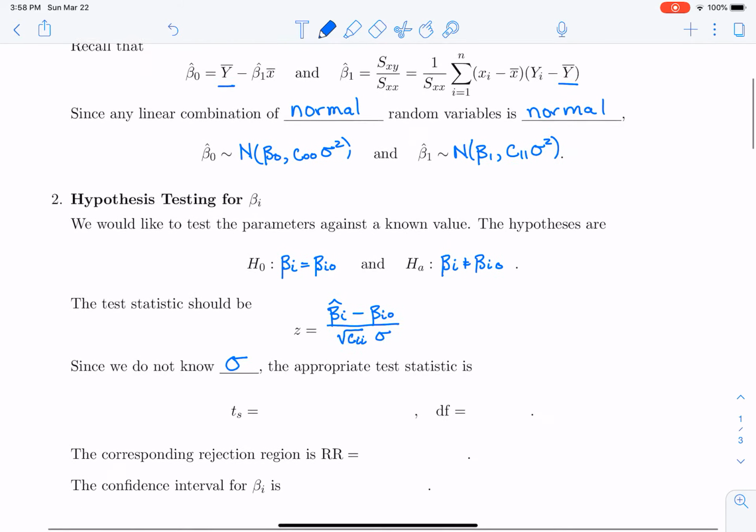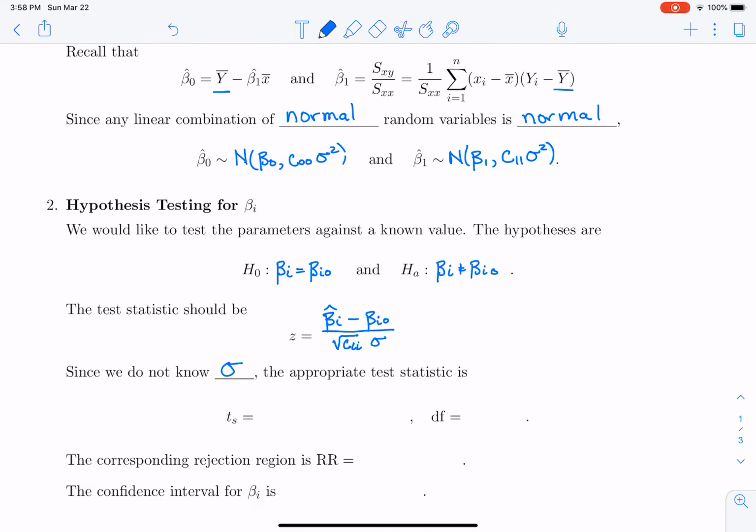So we're going to have to estimate sigma using a sample standard deviation. And so we should instead use the t-statistic, beta sub i hat minus beta sub i 0 divided by the square root of c sub i times s. And in this case, our degrees of freedom is actually going to be n minus 2. The rejection region is going to be the absolute value of t greater than t sub alpha over 2, just like it has been for any of our other t-tests.